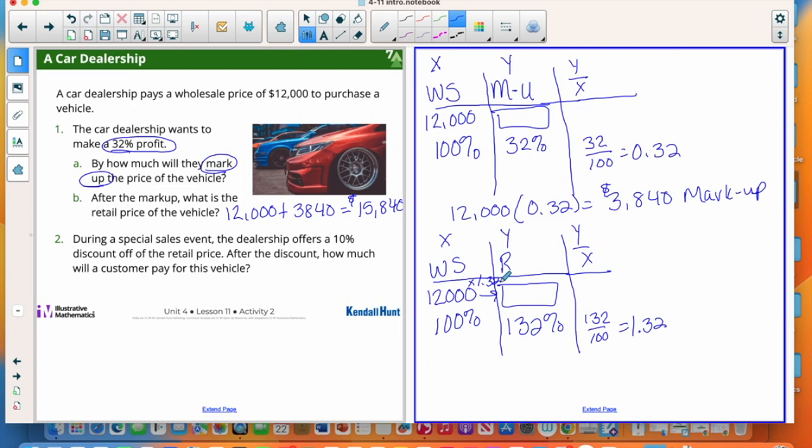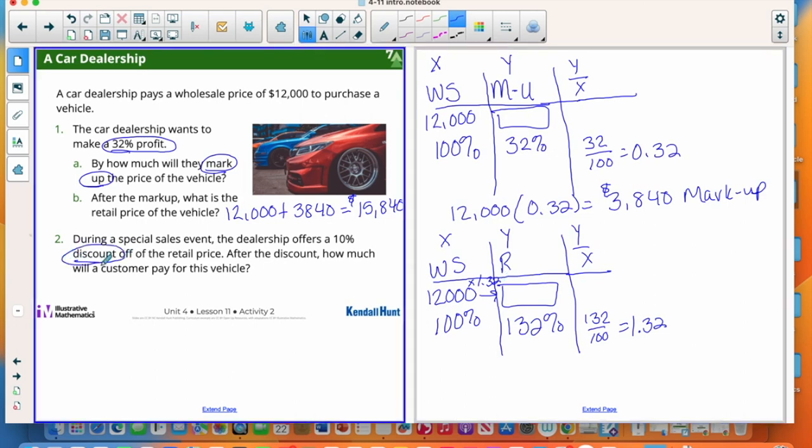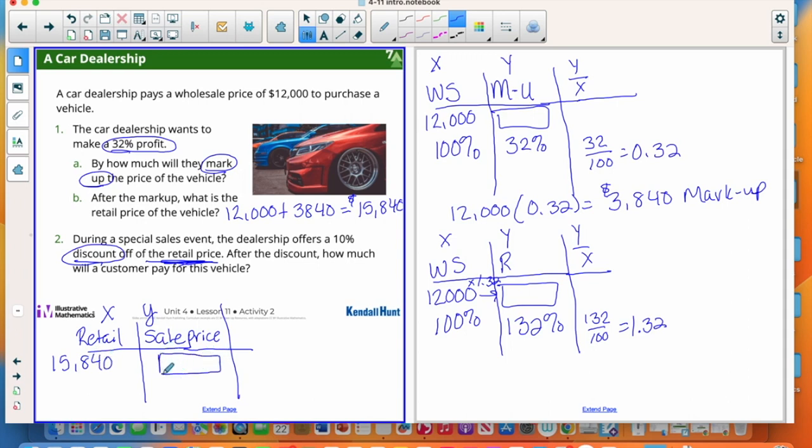Well, during a special sales event, the dealership offers a 10% discount off the retail price. So off the retail price. So after the discount, how much will a customer pay for the vehicle? So now we have the retail and we have the sale price. And this time the retail comes before the sale price. We found the retail price was $15,840. We're trying to find the sale price.